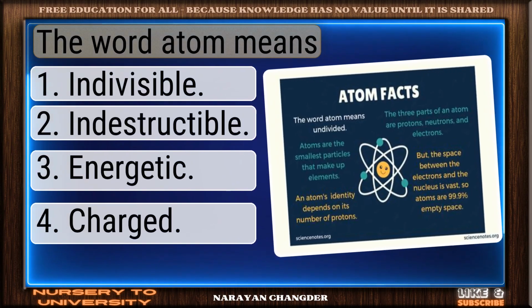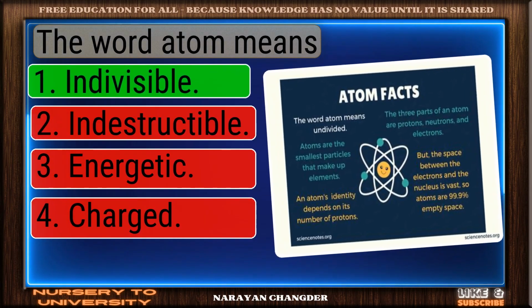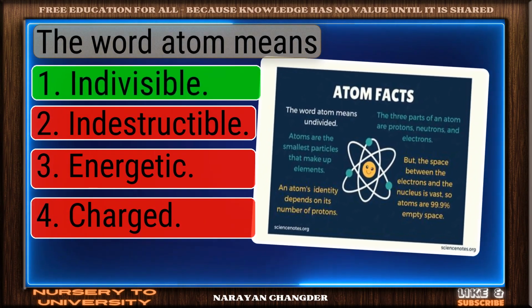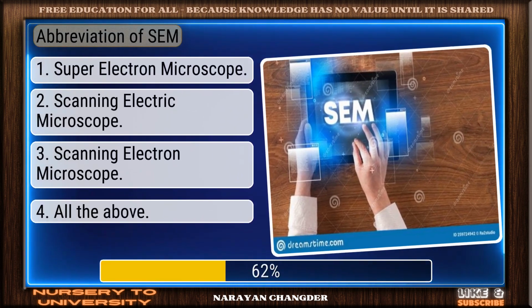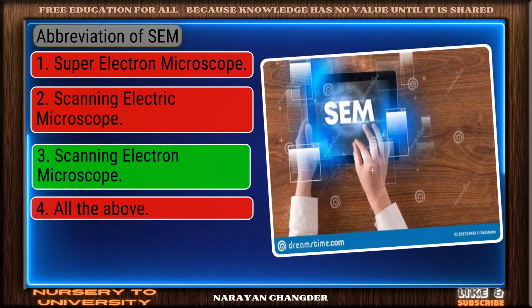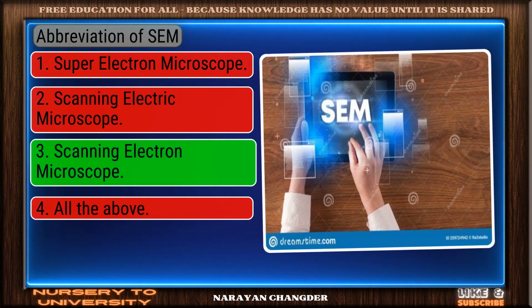The word atom means... On track. Indivisible is the correct answer. Abbreviation of SEM. Well picked. Scanning electron microscope is the correct answer.